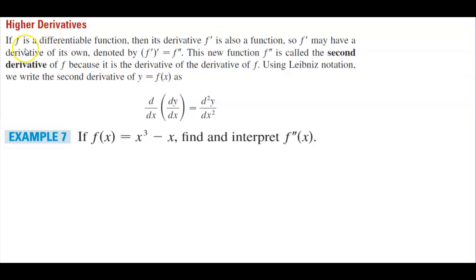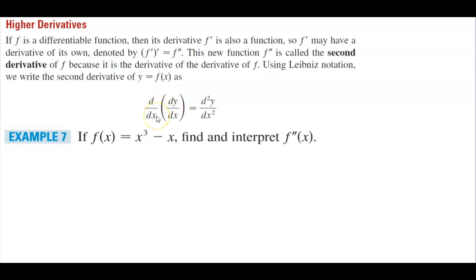Higher derivatives. If f is a differentiable function, then its derivative f prime is also a function. So f prime may have a derivative of its own, denoted by f double prime. This new function f double prime is called the second derivative of f because it is the derivative of the derivative.